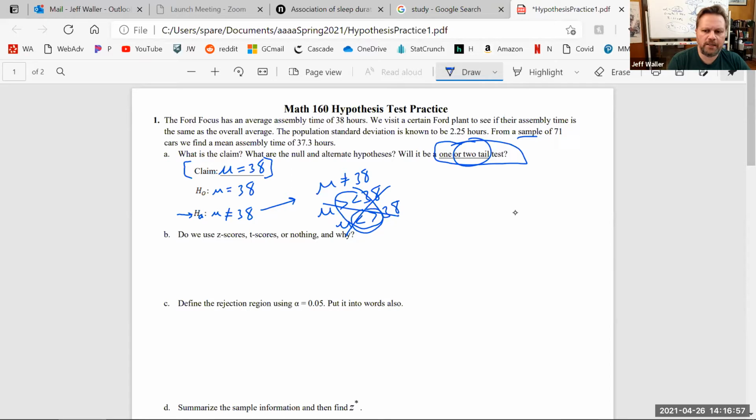How can you be not equal to something? Can't you be higher than it? Or lower than, it's a two-tailed test. Either way will show evidence. How do I show evidence is not equal to 38? Either higher than 38 or lower than 38. So I have two rejection regions in a way.